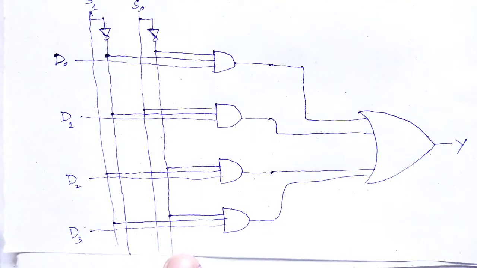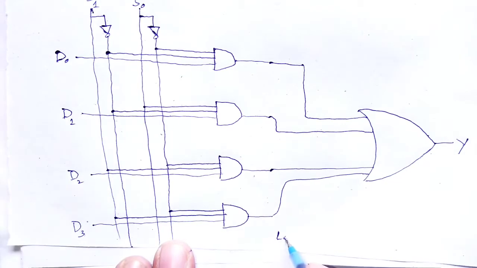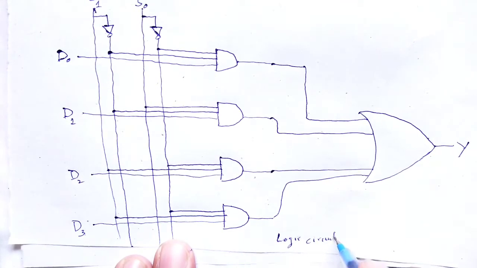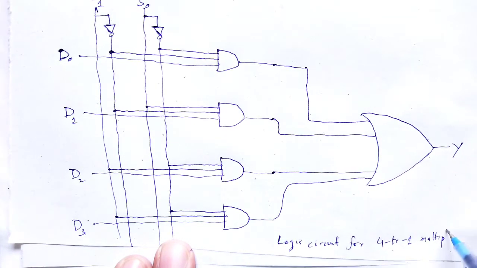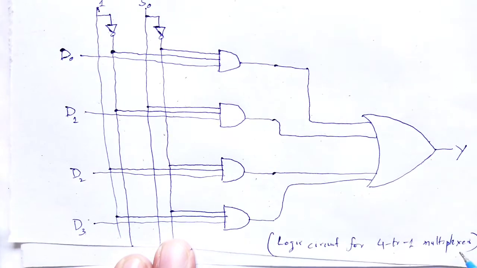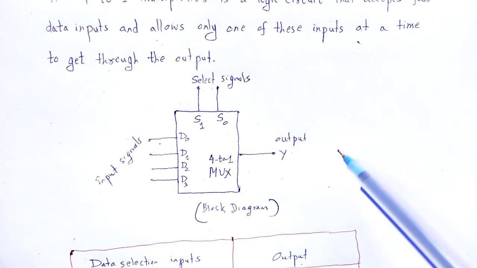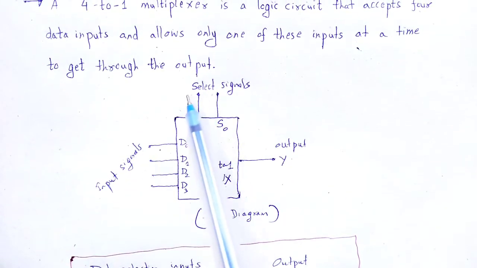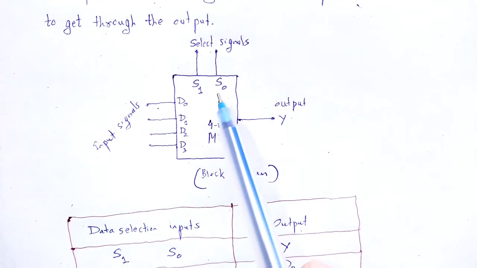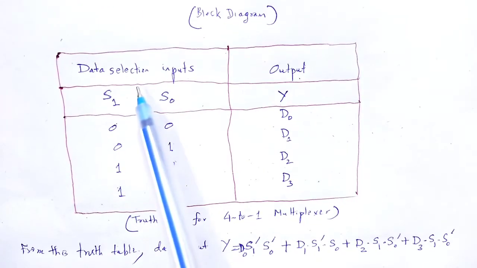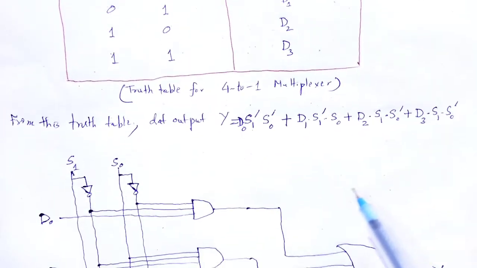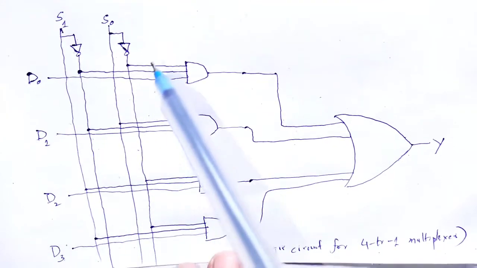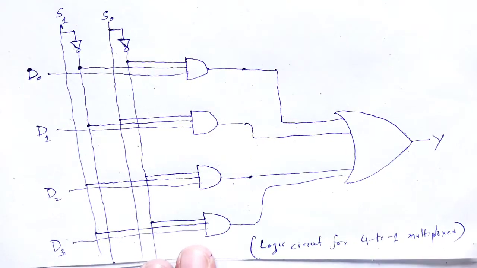This is the logic circuit for 4 to 1 multiplexer. 4 inputs and 1 output, 4 input signals and 1 output signal. For 4 inputs we have to select 2 select signals. That is the truth table for 4 to 1 multiplexer. From the truth table we get the Boolean expression. From that Boolean expression we construct the logic circuit for 4 to 1 multiplexer.